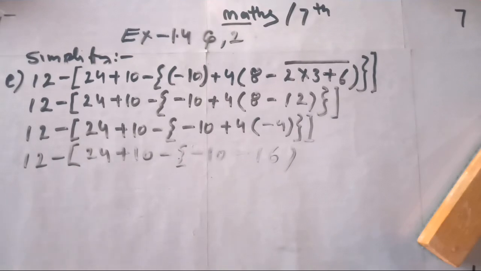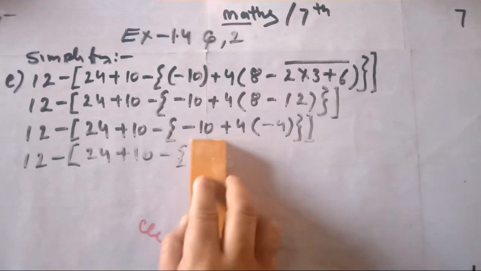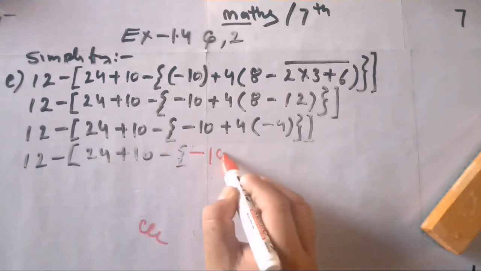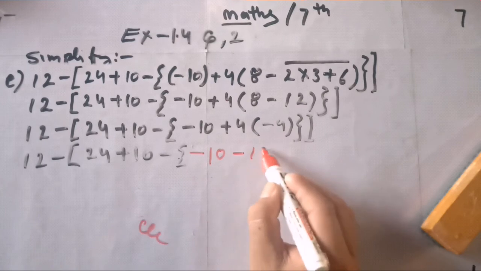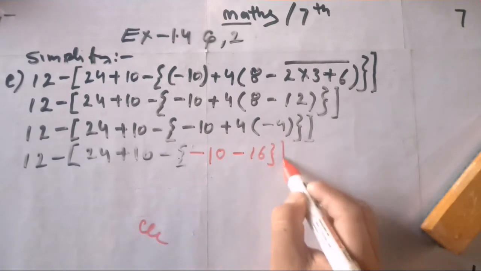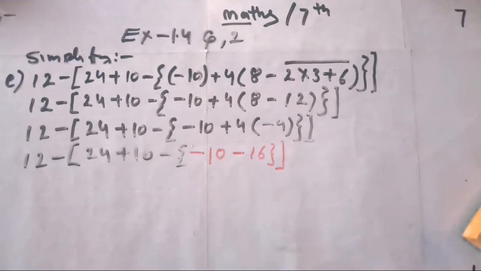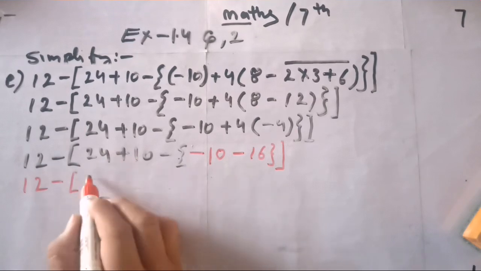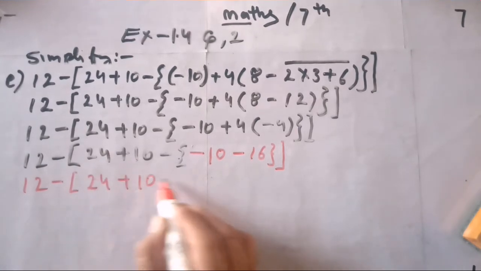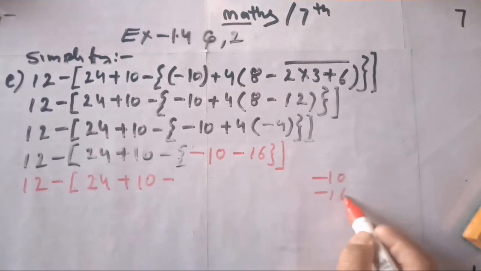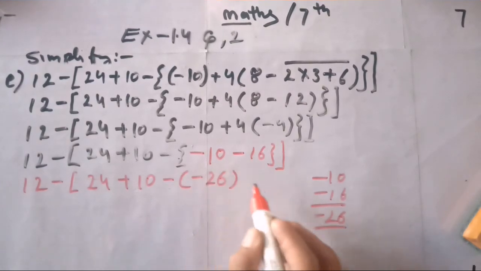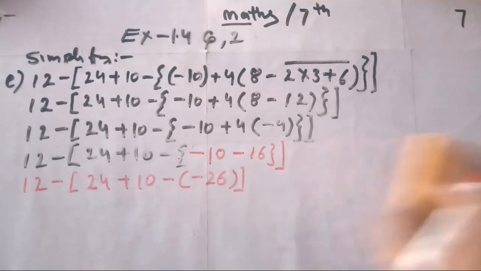Beta, I will take another pen. I have a red pen now, I will write with this pen, because the black pen is running out. So this is minus 10 plus, minus into minus 4, 4 fours are 16, and your brackets close, square bracket close, right beta? Now 12, this is 24 plus 10 minus 10 and minus 16 is equal to minus 26. Again brackets begin minus 26, bracket close, square bracket close.